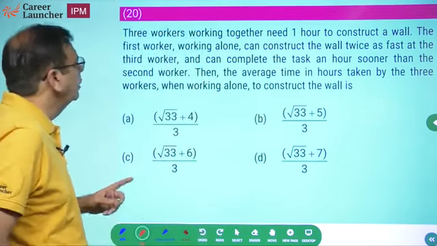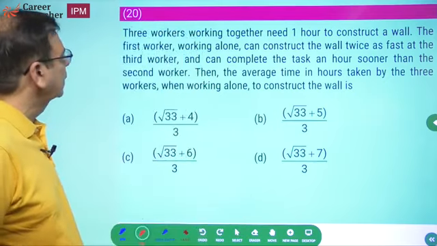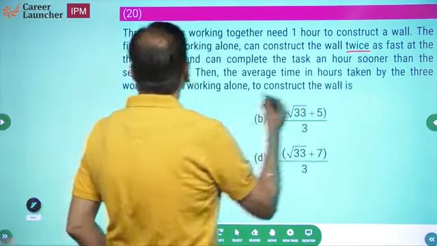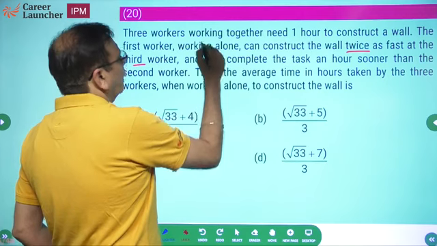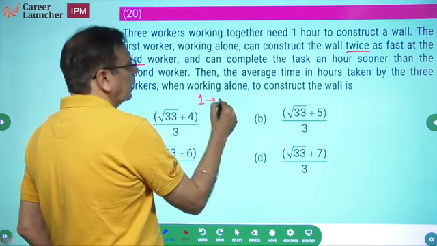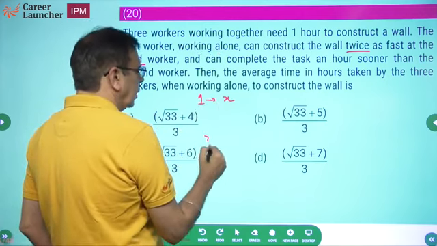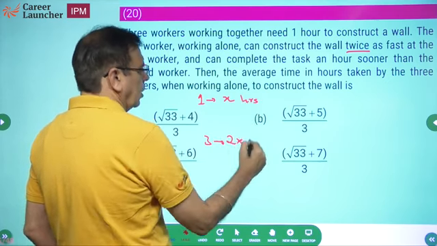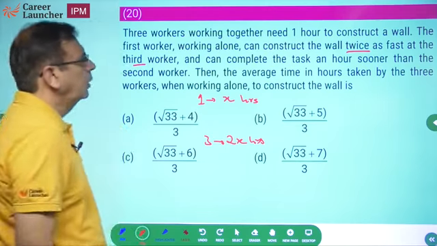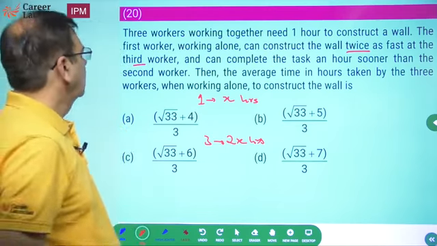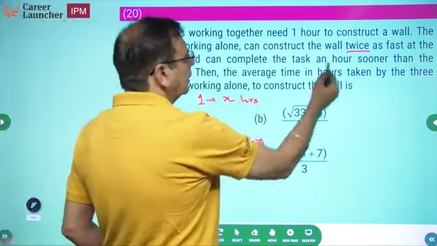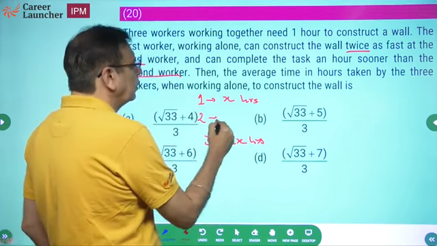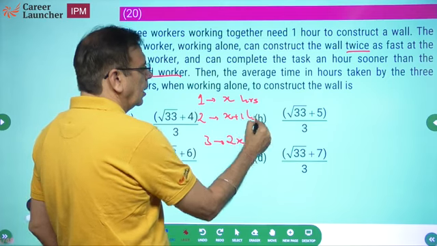Okay. 3 workers together need 1 hour to construct a wall. First worker working alone can construct twice as fast as the third worker. So if the first does the work in X hours, the third worker will do it in 2X hours. And can complete the task an hour sooner than the second worker. Second worker से भी 1 घंटा पहले कर लेता, second worker will do it in X plus 1 hour.